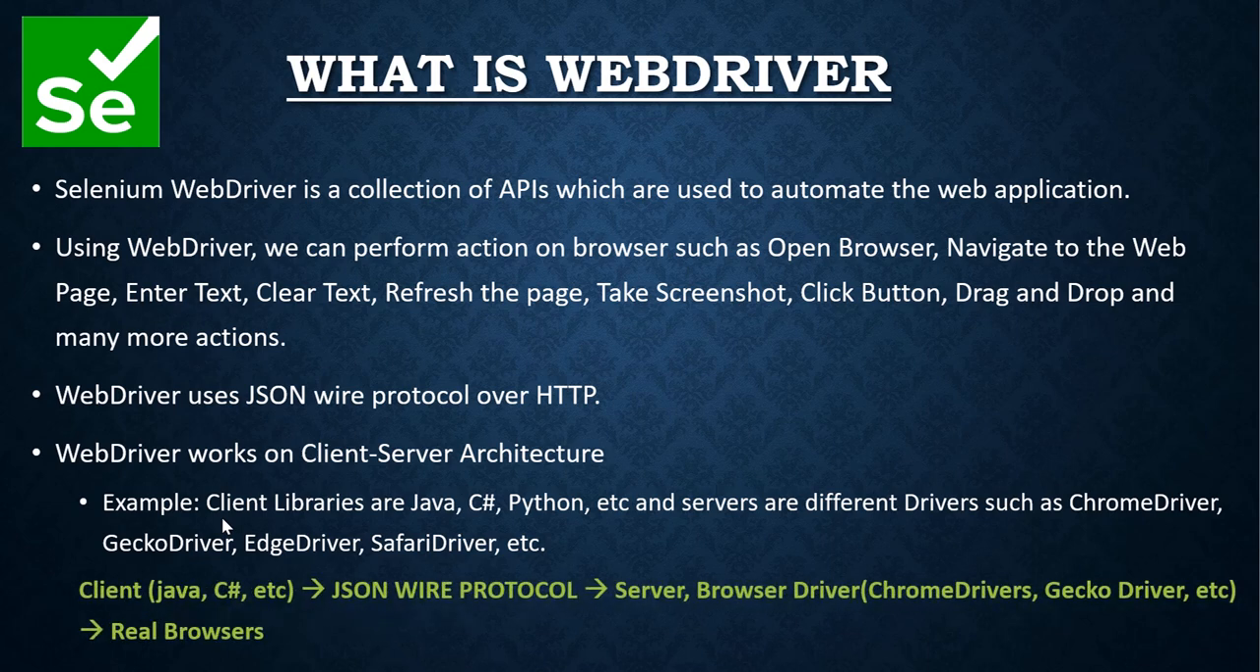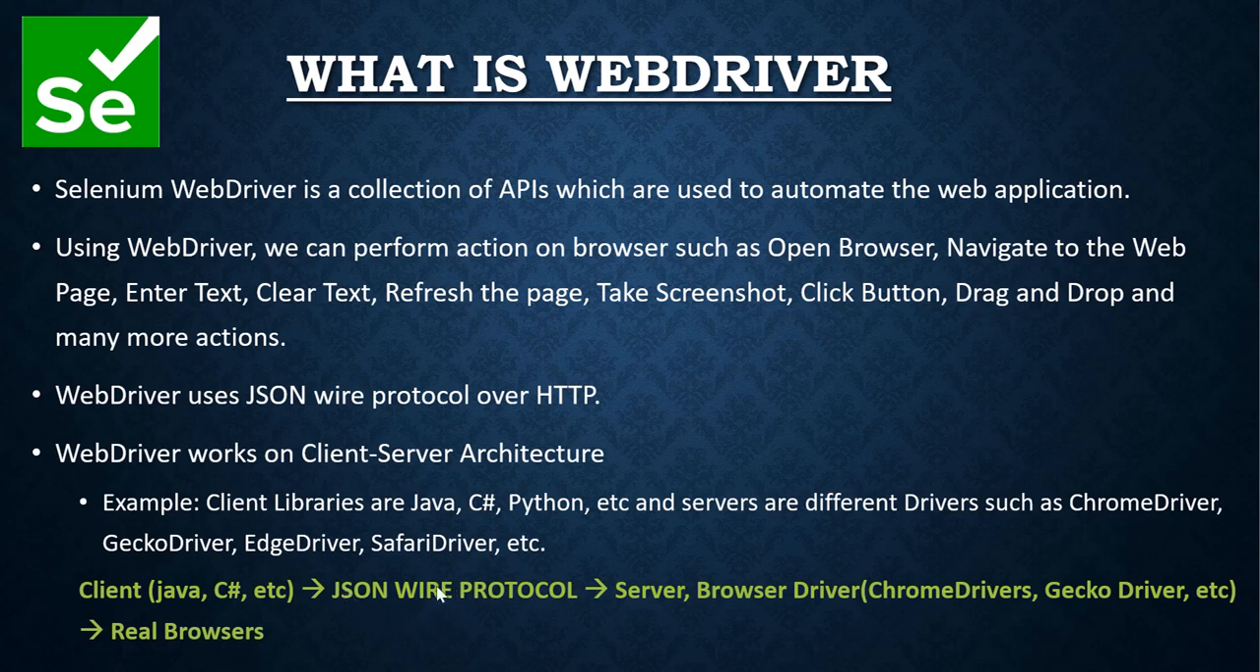Here you can see client means Java, C#, etc., and JSON Wire Protocol is in the middle. These are the server browser drivers, Chrome driver, Gecko driver, or it can be Safari driver, and here it is making a call to the main browser, the real browser. So it is two-way. Here I haven't drawn the other way, but this is a two-way call. From client to server using JSON Wire Protocol, and from the server it sends the request to the real browser, and it returns the response to the server, and again we get it on the client. This is how the communication is happening.